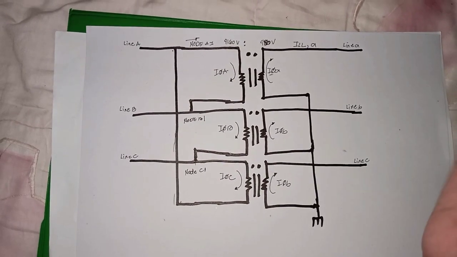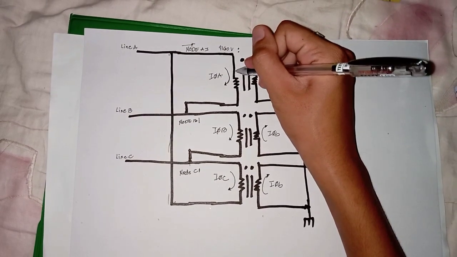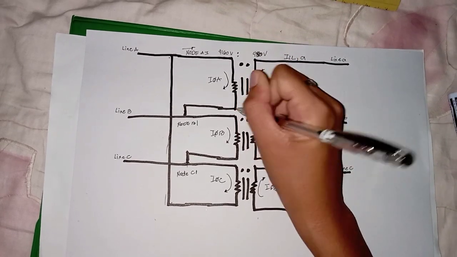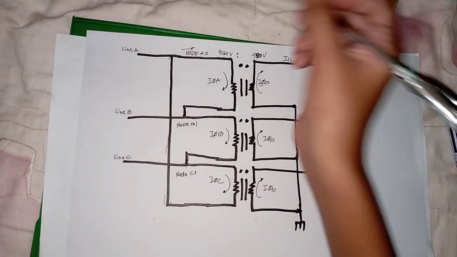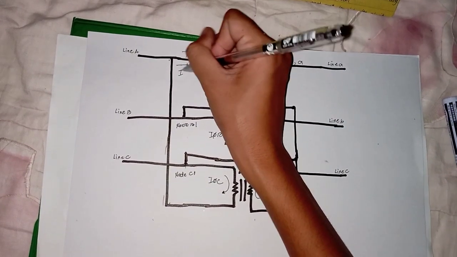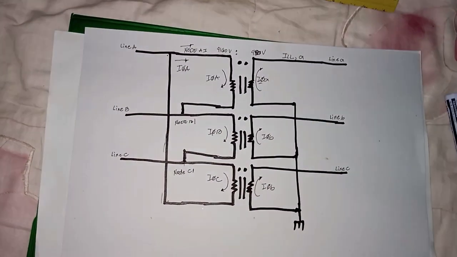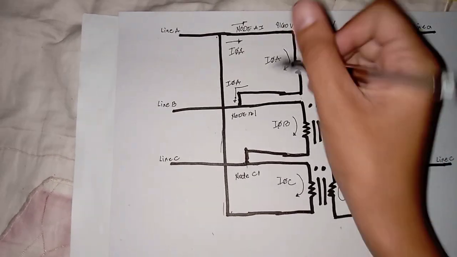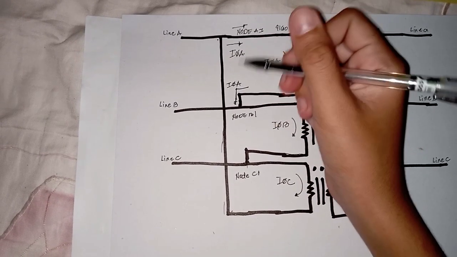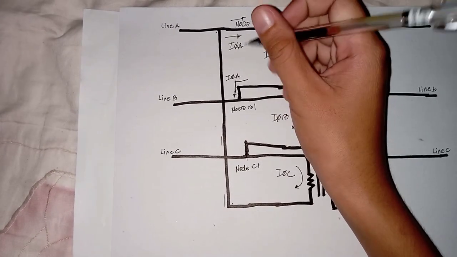So we know that the primary phase A current flows into the polarity side of winding A and out of the non-polarity side of winding A, which means that the current that flows out of the node is phase A current. Since the non-polarity side of winding A is connected to the polarity side of winding B, the current that goes into node B1 is the same phase A current.